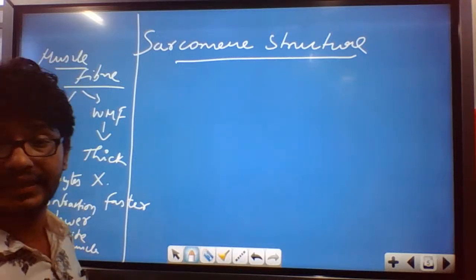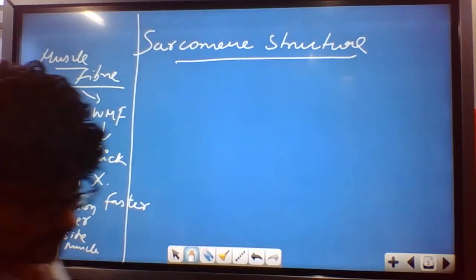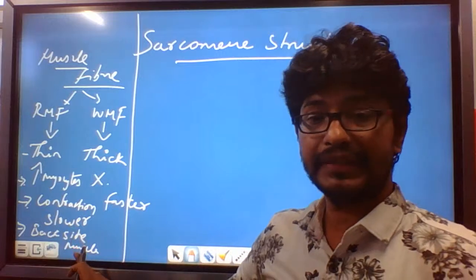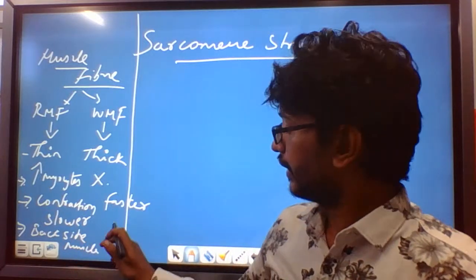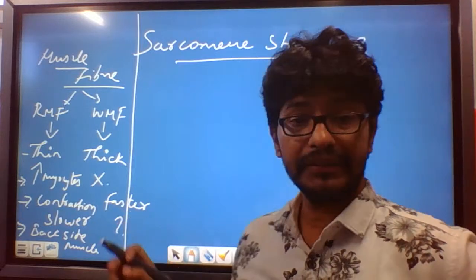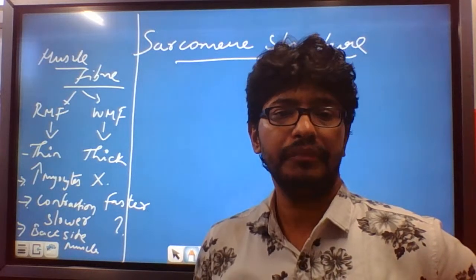Can you tell me any one place where the white muscle fibers are present? I told you the red muscle fiber is in the backside of your body. Can you tell me one example? Because I told you already, here the contraction takes place much faster. Can you tell me one particular place in our body?